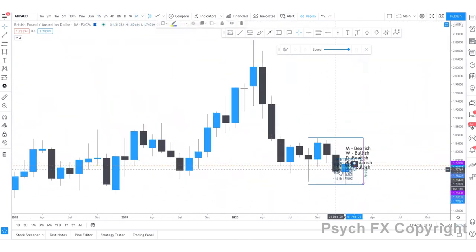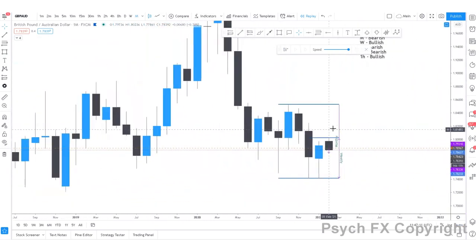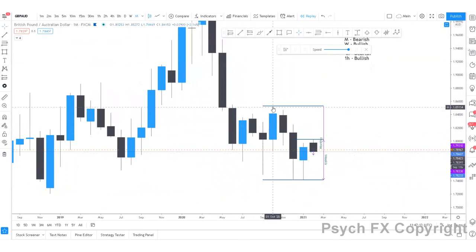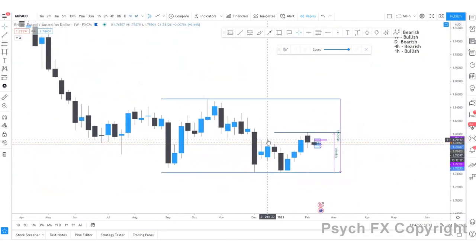let's just get rid of the fib because that's a little bit much. Okay, so the monthly range is from this last lower high to this last lower low. Simple. Because we made a lower low, it's bearish. Cut down to the weekly. This was the last lower high. We've broken that, and so in the weekly, we are bullish.